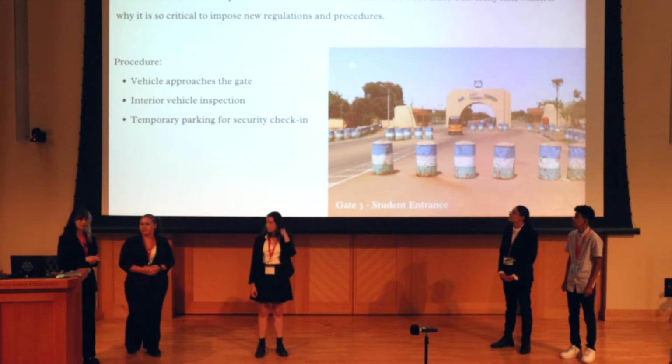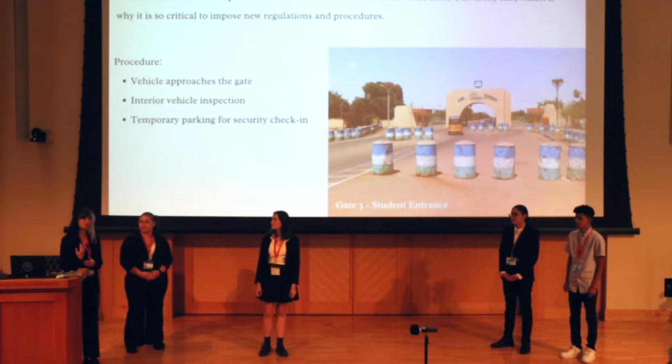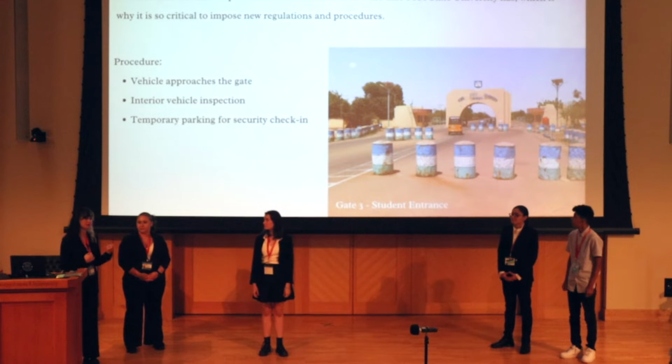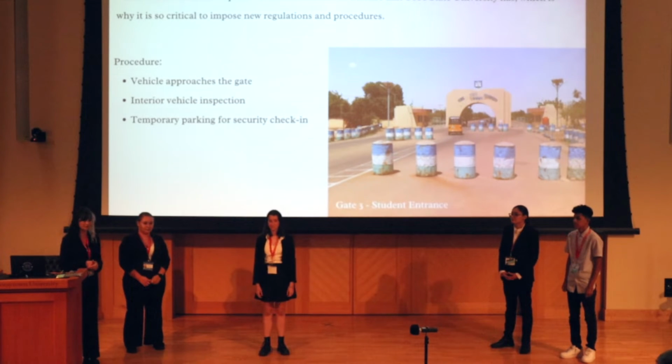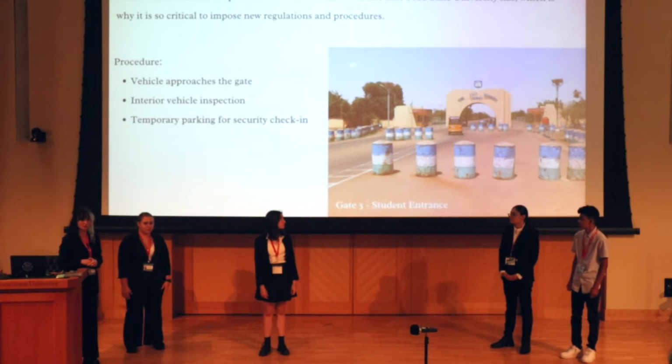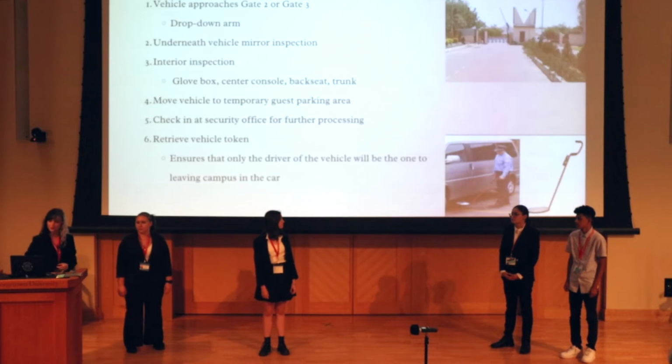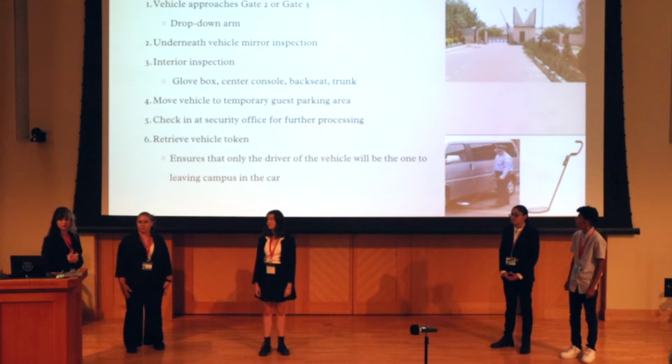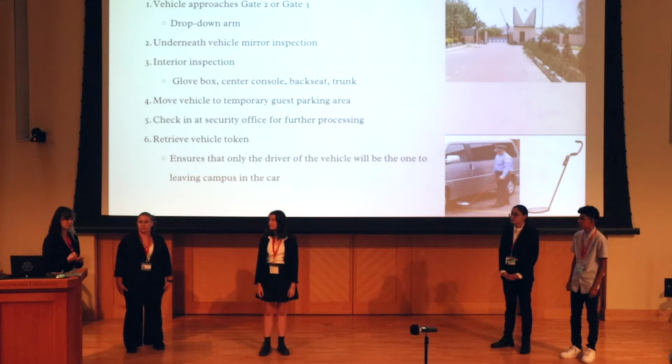So people may not realize this, but actually, vehicle check-ins and inspections are Yobe State University's first line of defense, which is why it's so critical to impose some new procedures and regulations. So I have broken it down into some 3 main categories right here, and this picture on the left is a picture of Gate 3 at Yobe State University. Within the procedure, I will be going along with 6 steps. So first, a vehicle will approach either Gate 2 or 3.